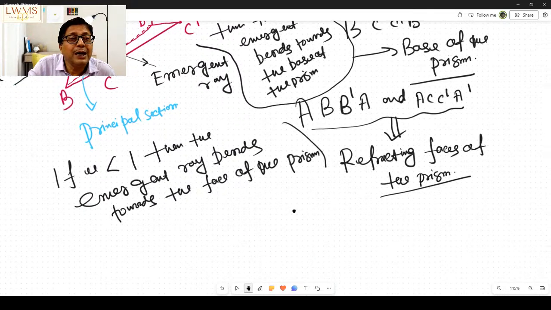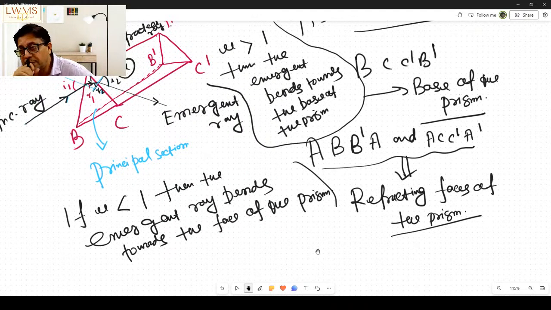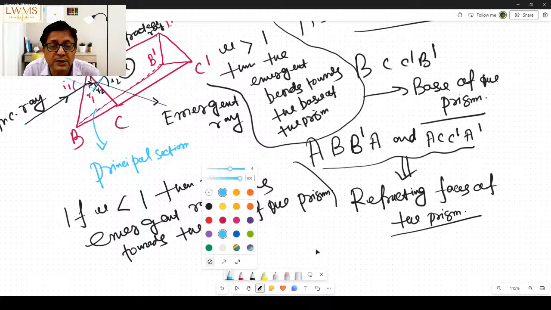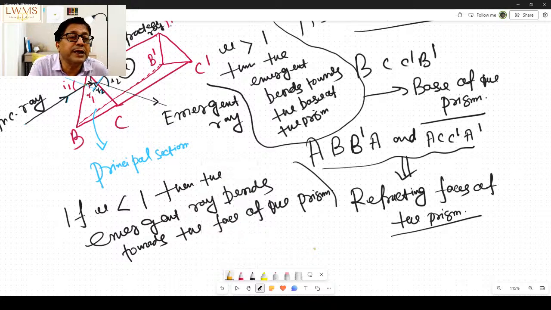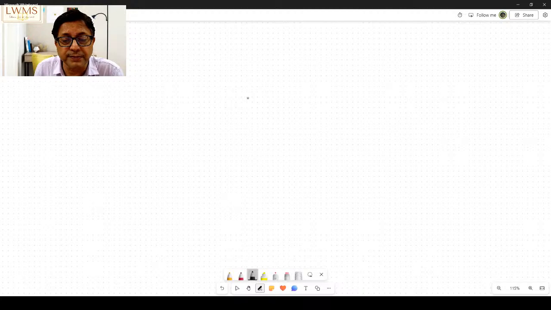Now I have to find the deviation produced by the prism. How much deviation is produced by the prism? Let me explain. Deviation produced by the prism. For that purpose, what we have to do, we have to produce this ray in the forward direction, this ray in the backward direction, then this angle. Let me do it in a different diagram. The deviation produced by a prism.